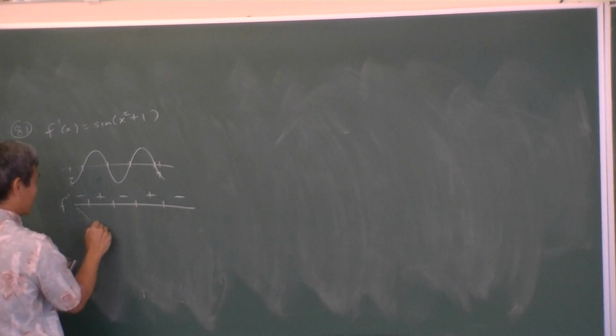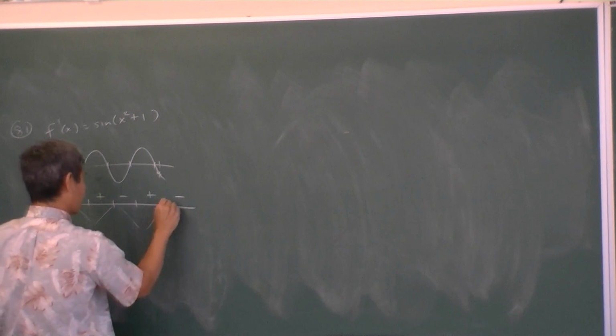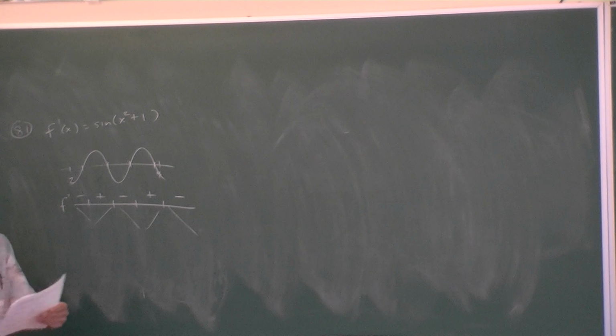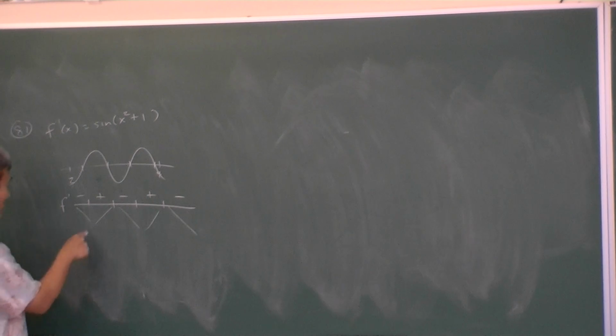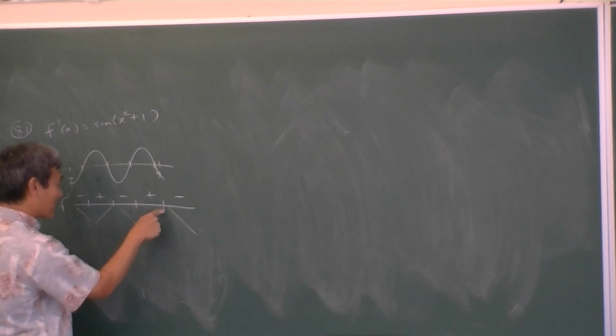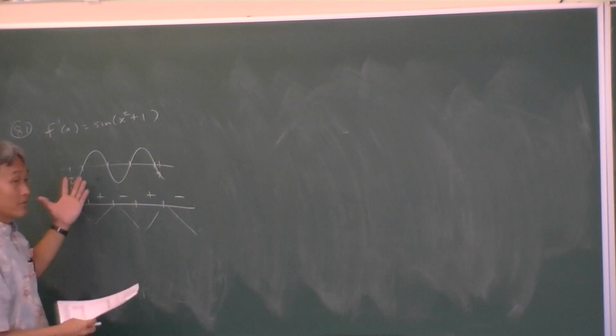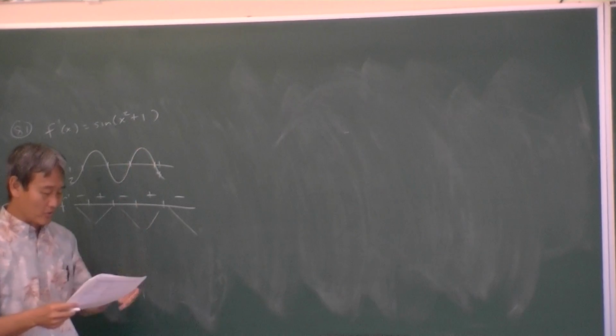So f is decreasing, f is increasing, f is decreasing, f is increasing, f is decreasing. What's the question? How many extrema does it have? Well, there's a minimum there, a maximum there, a minimum there, a maximum there, so that's 4. Do what you know how to do. Take the derivative, make a number line. But yeah, they actually told you the derivative.